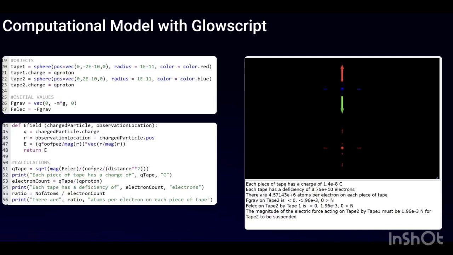To support our experimental measurements, we created a computational model in GlowScript and in Web VPython that represents the electrostatic interaction between the two charged pieces of tape. And we represented each tape as a point charge, the bottom tape being the red one and the upper tape being the blue one. We represented their respective electric fields with arrows of the same colors as the point charges, and the electric force acting on the upper tape with a red arrow and the gravitational force acting on the top tape with a green arrow. And through this method, as you can see, we were able to derive the same calculations and results as we did previously.